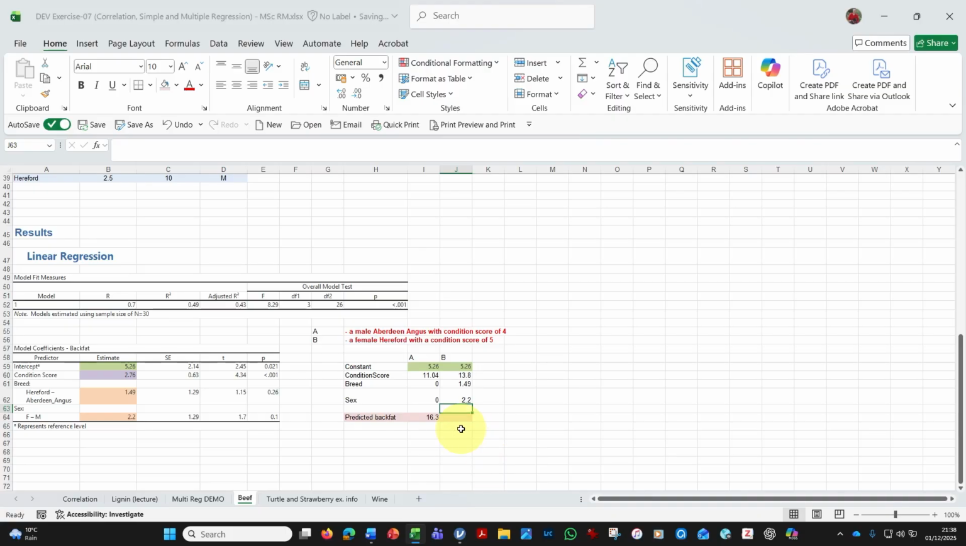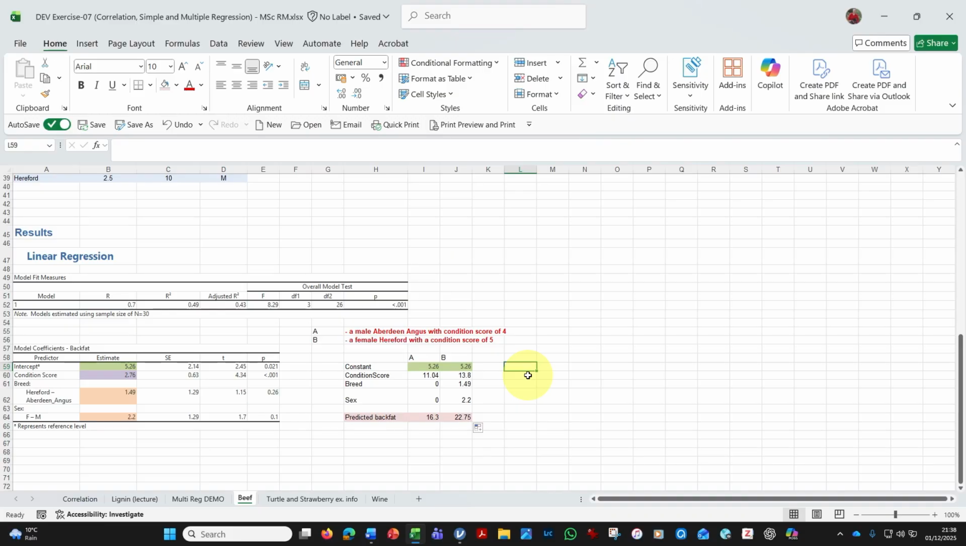Okay. Now I could just type sum in again, or I could just drag this formula across, which I'm going to do. And if you can see, this female animal, well, she has a predicted back fat of 22.75. You see how that works? So ultimately, let's have a look at the equation.